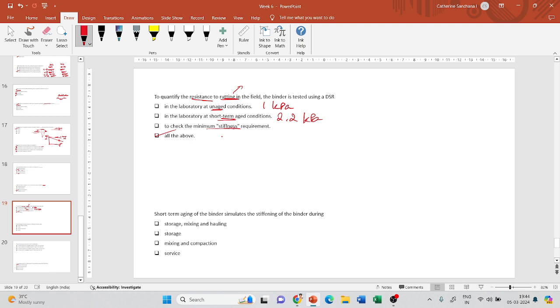Short-term aging of the binder simulates the stiffening of the binder during what? So obviously it is not during service. For that you will do long-term aging using a pressure aging vessel, right? Is it mixing and compaction? Not only mixing and compaction, it includes storing, mixing and hauling. So it is for storing, mixing and hauling, and not storage or service or mixing and compaction. So the answer to this is storage, mixing and hauling.